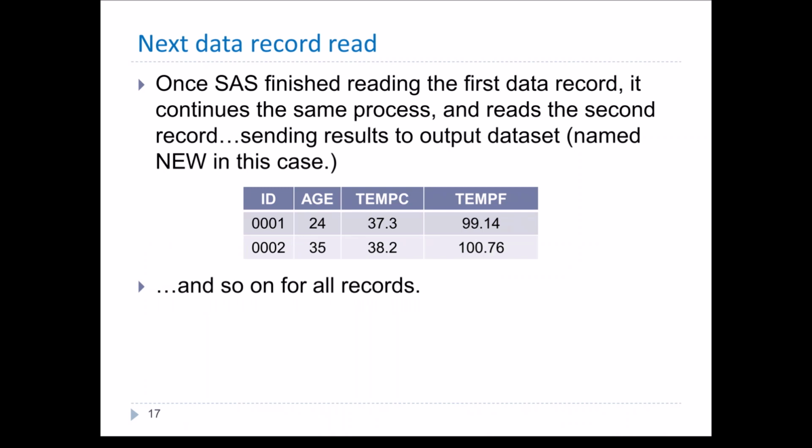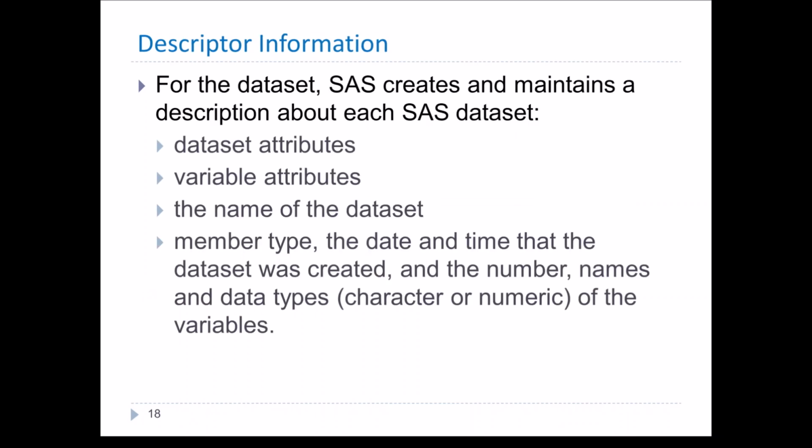All right, so once SAS is finished reading the first data record, it reads the second one, and it continues on until it runs out of records. So in this case, it reads the 2 records, it puts all of these in the data set, and then it stops reading in data.